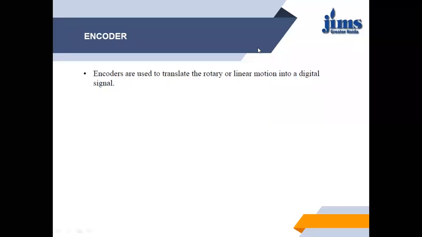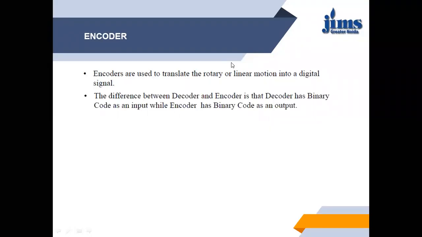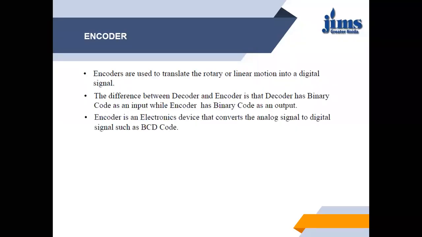Encoders are used to translate rotary or linear motion into a digital signal. The difference between encoder and decoder is that the decoder has binary codes as input, while the encoder has binary codes as output. So whatever is the input to the decoder will be the output of the encoder. An encoder is an electronic device that converts an analog signal to a digital signal, such as BCD codes.